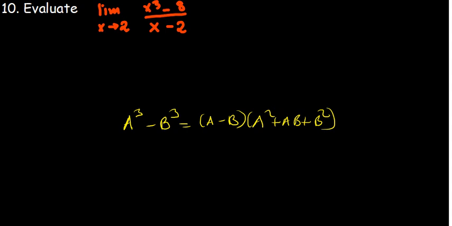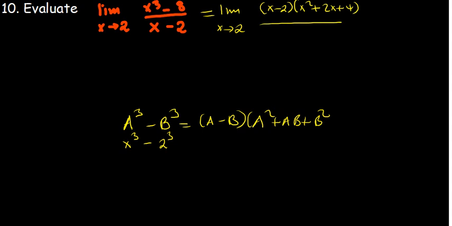Now, 8 can also be written as 2 to the power 3. And so this will give us the limit as x approaches 2. Now our a in this case is x, which is raised to the power 3. Our b is 2, which is raised to the power 3, because 2 to the power 3 is the same as 8. Therefore, this is going to give us x minus 2, and then x squared plus 2x plus 4, divided now by x minus 2. So you can clearly see that these two can cancel out.